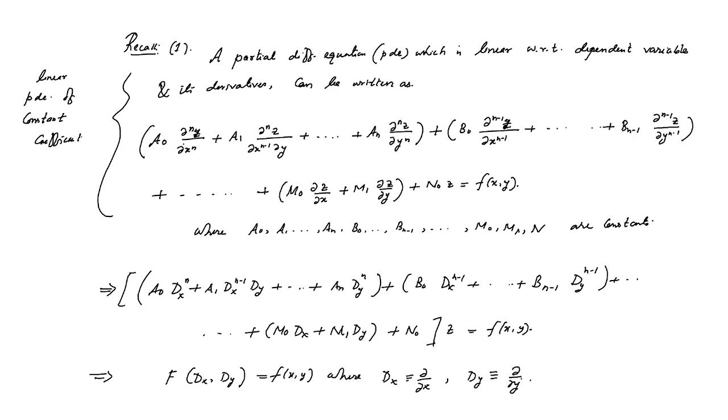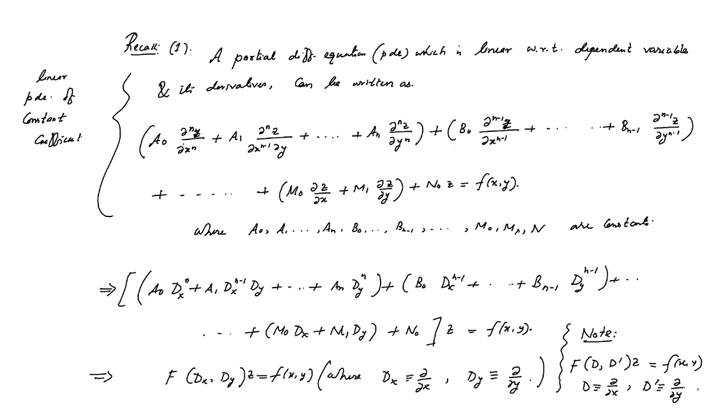So sometimes we can write, and note that in some books you will see this written as f(D, D') z equals to f(x, y), and here D is considered as ∂/∂x and D' is basically ∂/∂y, partial with respect to y.